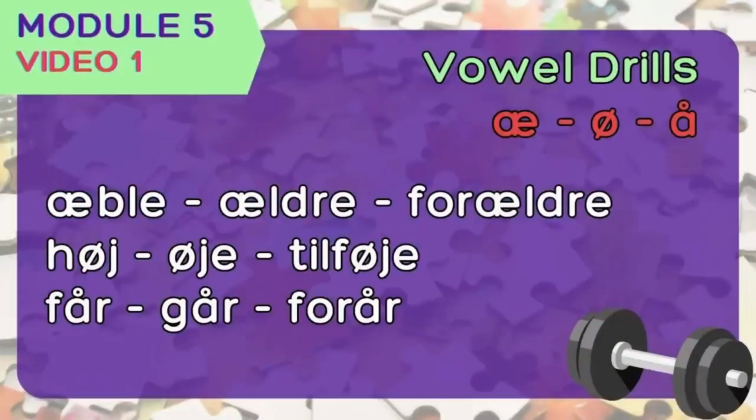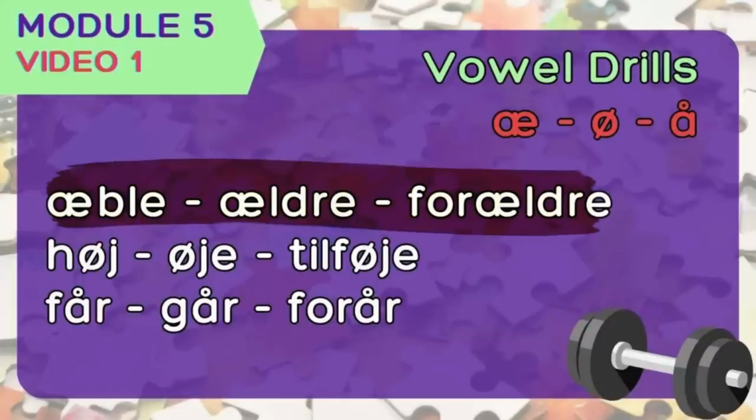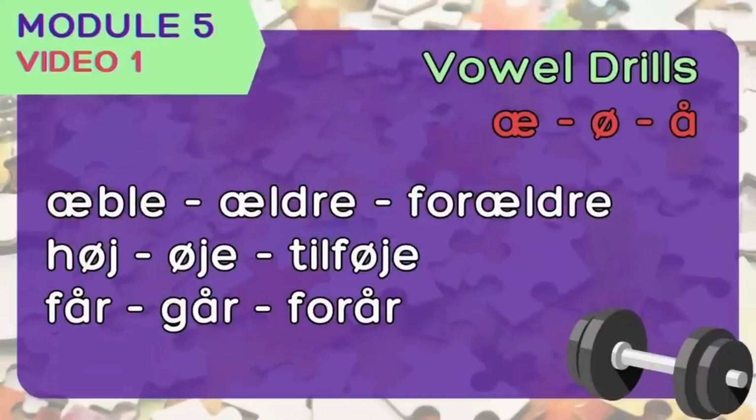Here we have the 3 notorious Danish letters. Æ, Ø, Å. Æ, Ø, Å. And here are some example words. There are many, many more, but here are just a few to get you started. Æble, ældre, forældre. So a lot about getting into the rhythm is learning about the syllables of a word.